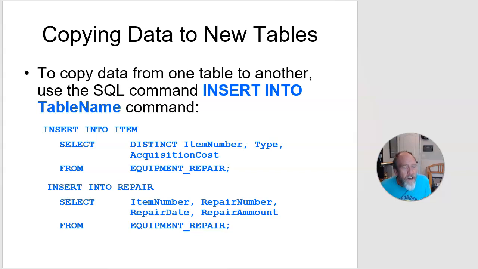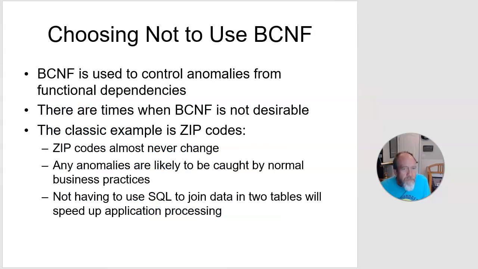Okay, and you can also specify specifically where you want these to go, which I did not do in here, but it's using the same column names anyway. Now, when do you not use BCNF?